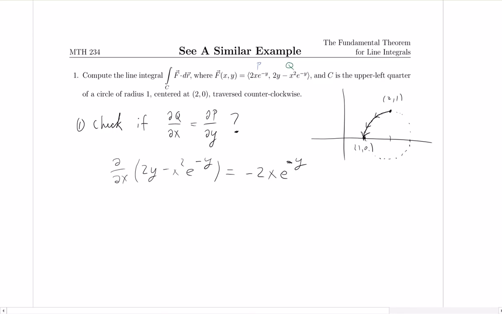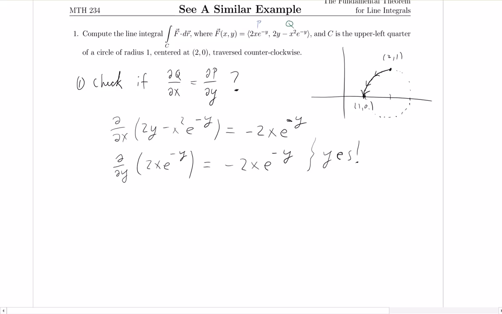Okay, now let's try partial p partial y. So we're taking the y derivative of the x component of f, which is 2x e to the minus y. So now 2x is a constant, and we're just differentiating e to the minus y. So the minus sign just comes down. And yes, they're the same. They're equal.